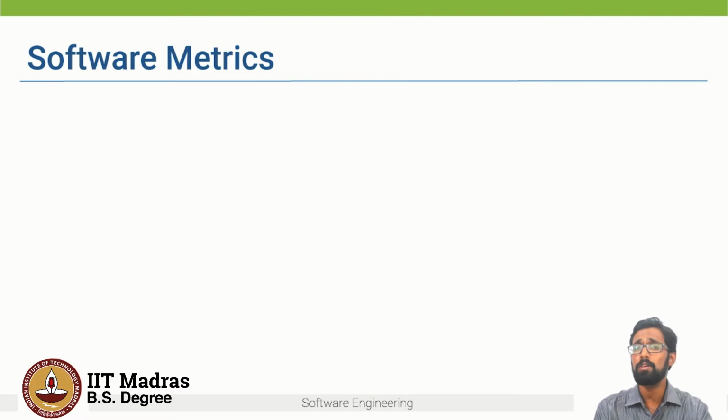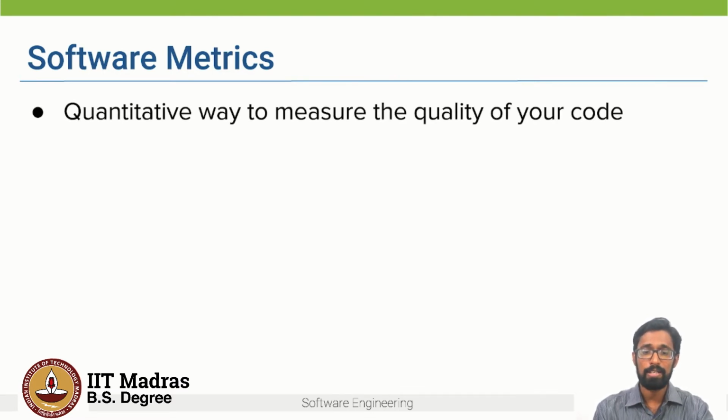So what are software metrics? Software metrics are a way of quantitatively measuring the complexity of our code, right? So if the code is highly complex, that in turn means it is more difficult to understand. So we will look at some software metrics in this video. Although there are several metrics, we will be focusing on a few.